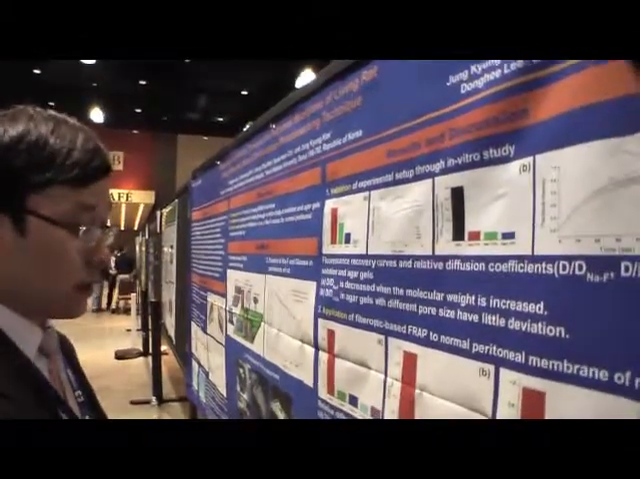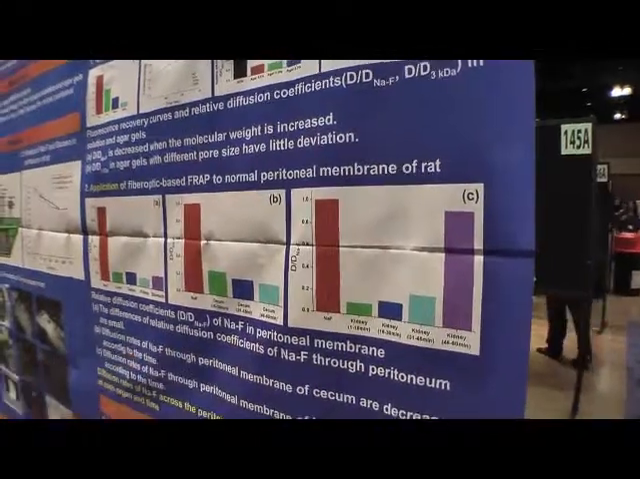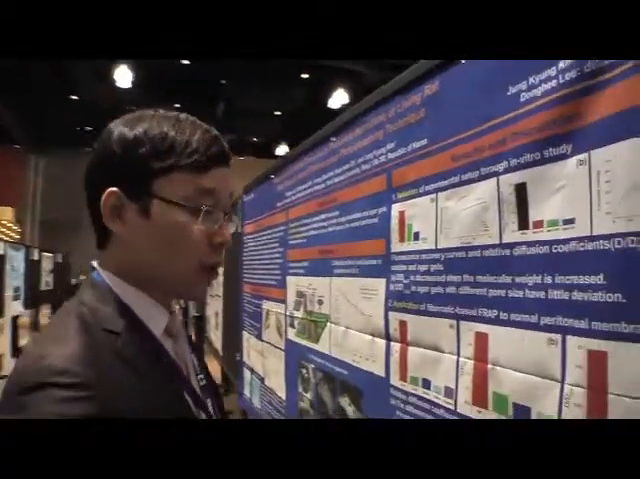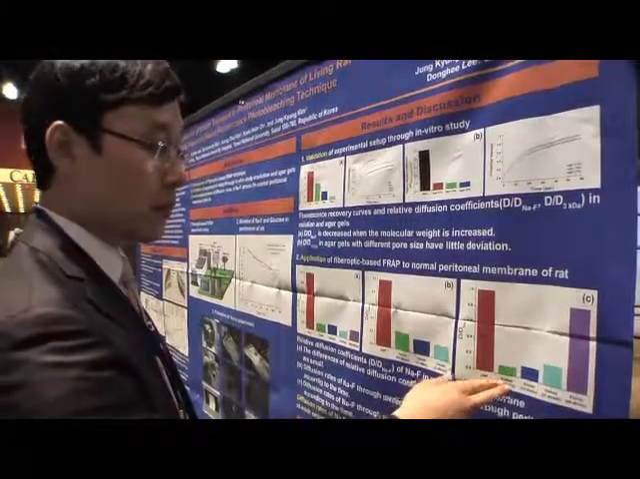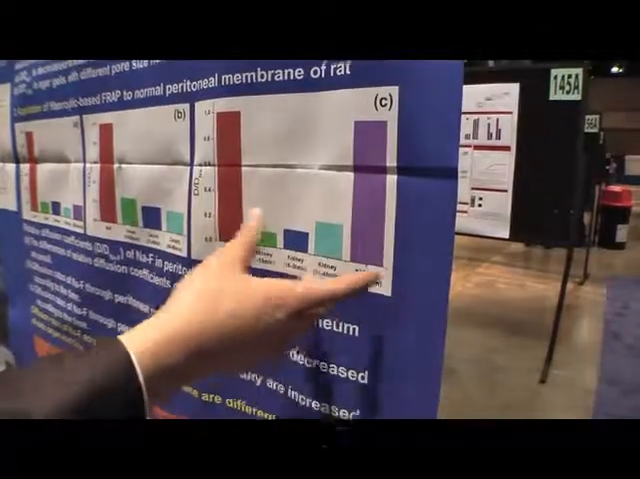And during peritoneal dialysis, diffusion of molecules becomes altered according to the time scale. So we measured the diffusion coefficient in different organs and at different time scales. We found that diffusion coefficients are really similar over time in the peritoneum of the cecum. However, the diffusion coefficient of the solute drastically increased in the peritoneum on the kidney.